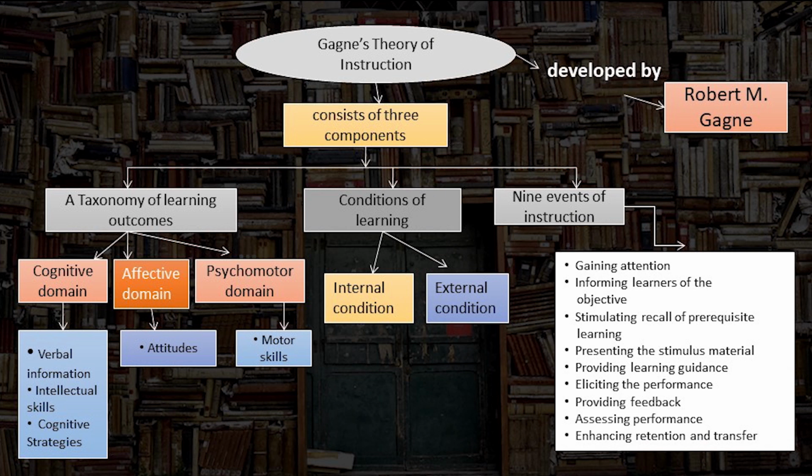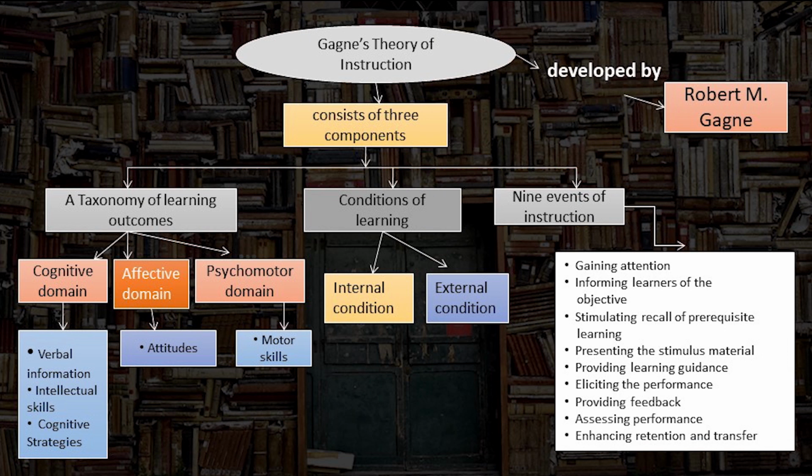When we look at the taxonomy of learning outcomes, normally in a classroom, the learning outcomes can be categorized into 3 domains. When a learner learns something, or we can say when the teacher instructs something, the learning outcomes happen in the 3 domains. Number 1, cognitive domain. Number 2, affective domain, and number 3, psychomotor domain.